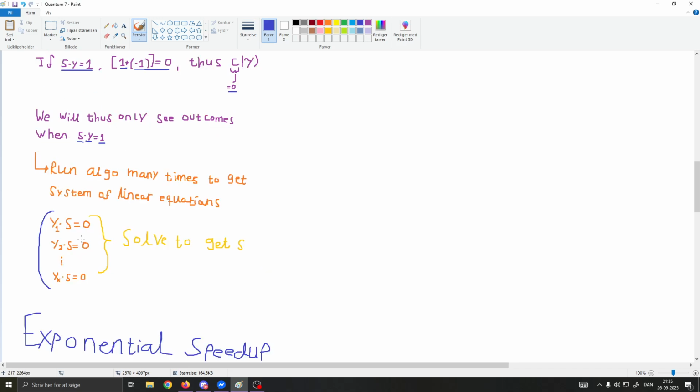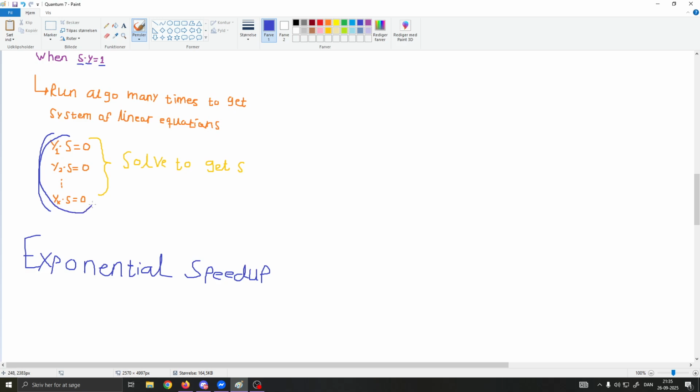But yeah, once you solve this set of linear equations, this is what I meant by we only get the masked equations. You never get y1 itself. You only get y1 dotted with s, y2 dotted with s, etc. Once you have your set of linear equations, you just solve for s to get the mask, which results in this exponential speed up.